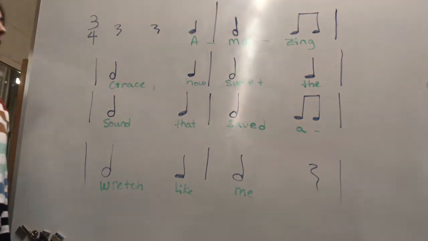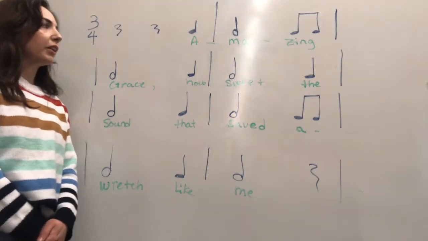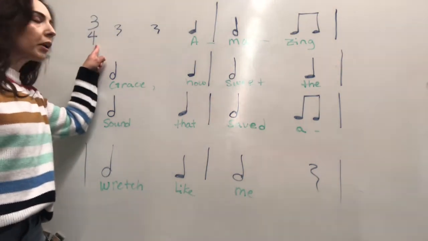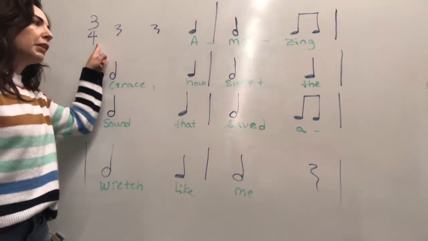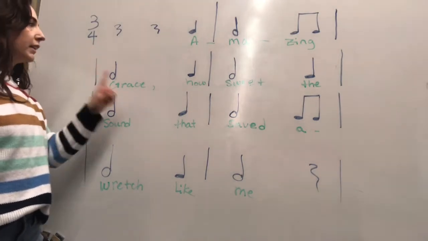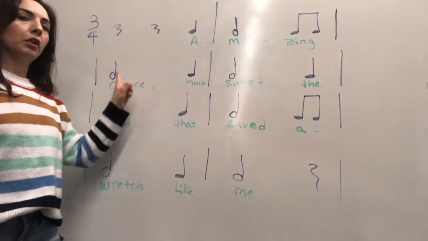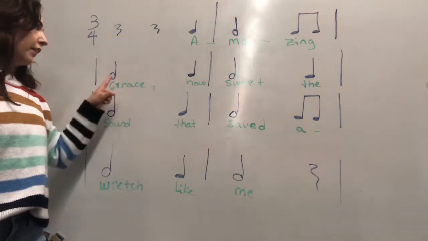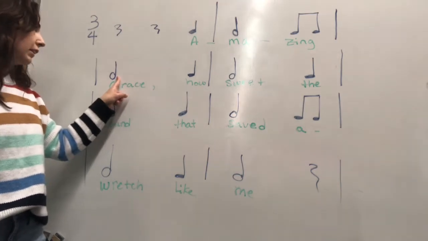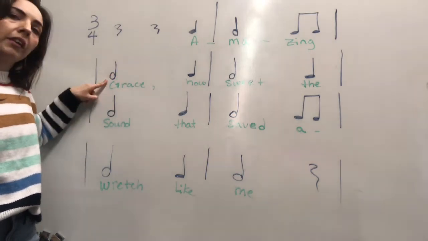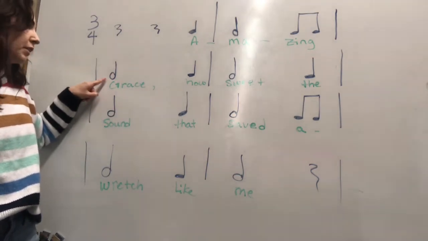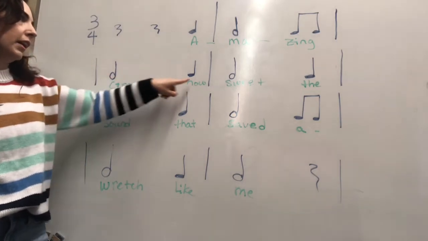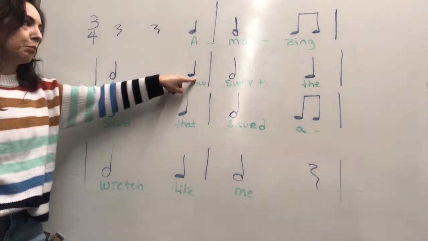And we'll stop there. Notice how this is 3/4 time, meaning there's 3 beats per measure. Some of these measures only have 2 notes. That means that one of these notes is 2 beats long. So this one, the half note, is 2 beats. So it's 1, 2, and then that's the 3rd beat.